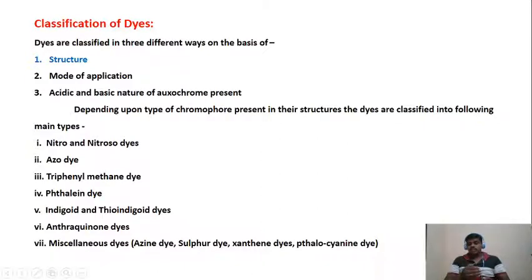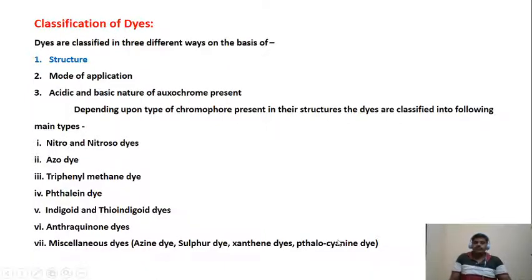Now, the classification on the basis of the source of the dye we have seen. The next classification is done on the basis of one, structure, two, the mode of application, and three, the acidic and the basic nature of the auxochrome present in the dye. Out of these, first we will see the classification depending on the structure, which is again classified into main types.